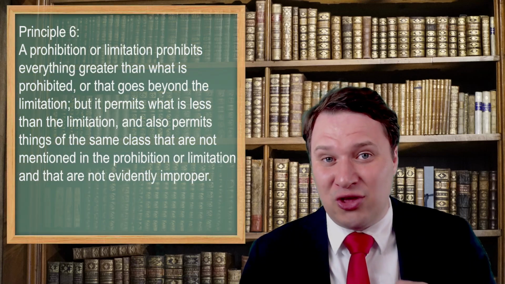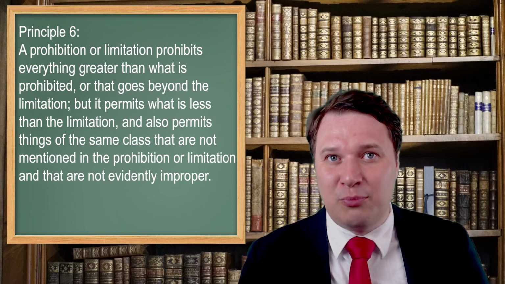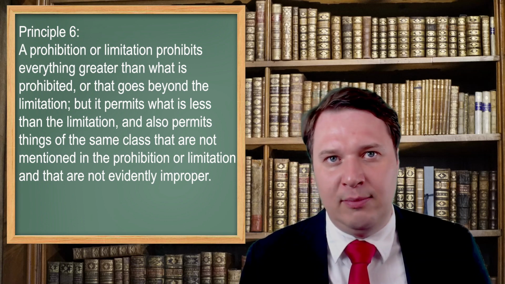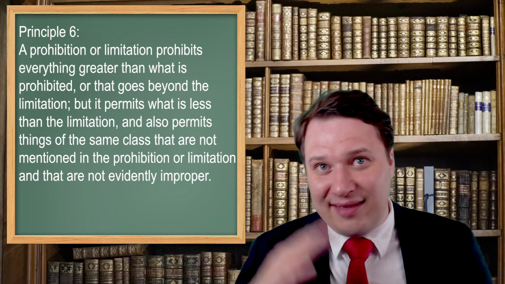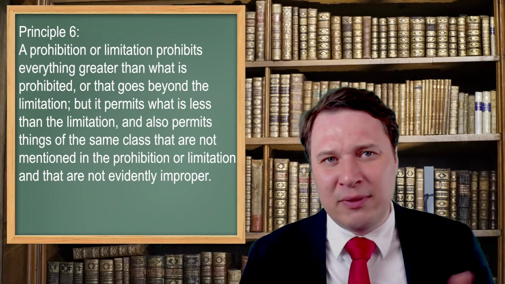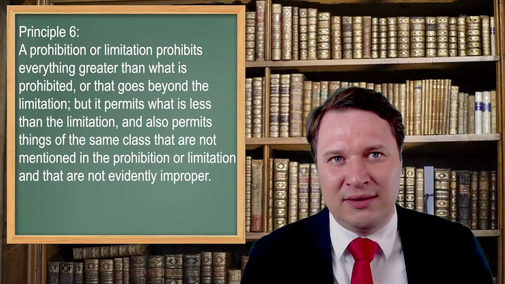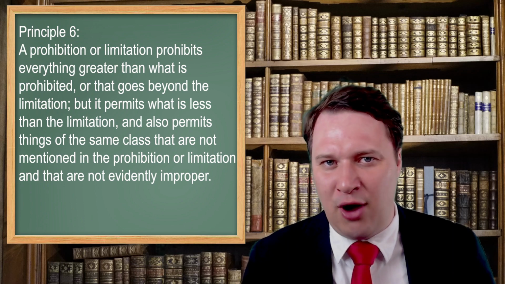The 6th principle of bylaws interpretation reads as follows. A prohibition or limitation prohibits everything greater than what is prohibited, or that goes beyond the limitation, but it permits what is less than the limitation, and it also permits things of the same class that are not mentioned in the prohibition or limitation, and they're not evidently improper.